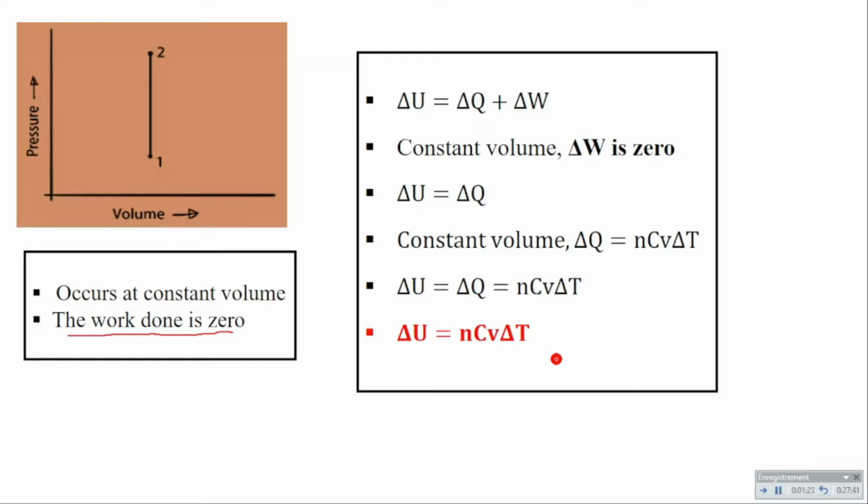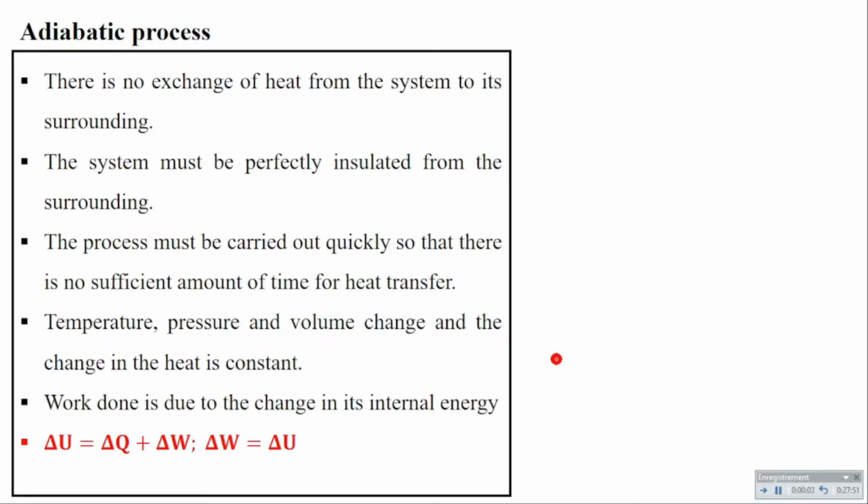And for the isothermal process, so far you have seen that the internal energy change is equal to 0. The next process is what you call the adiabatic process. The adiabatic process is a process where there is no exchange of heat from the system to its surroundings. Here, there is no exchange of heat. We have seen that for other processes, there are external reservoirs to compensate the heat.